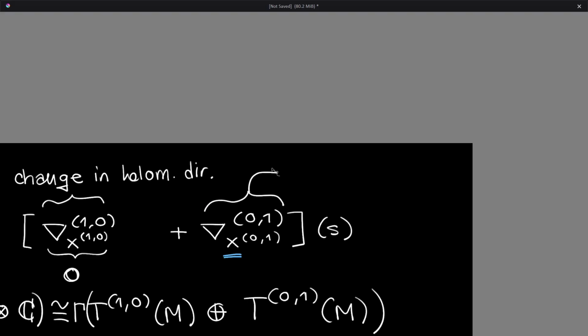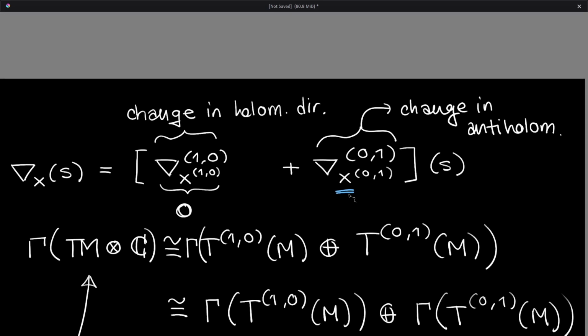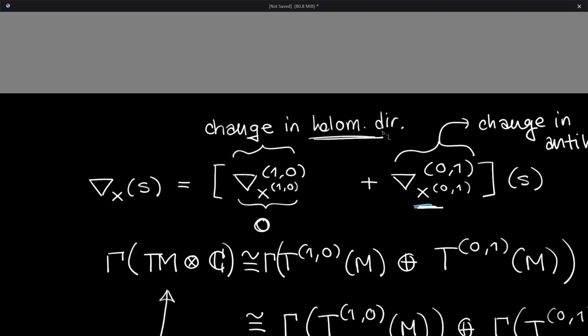The first part tells you the change in holomorphic directions, and this is the change in anti-holomorphic directions. Now, if the vector field that you're using as an input is anti-holomorphic, well, there are no holomorphic directions to take a change in, and that's why this is 0.